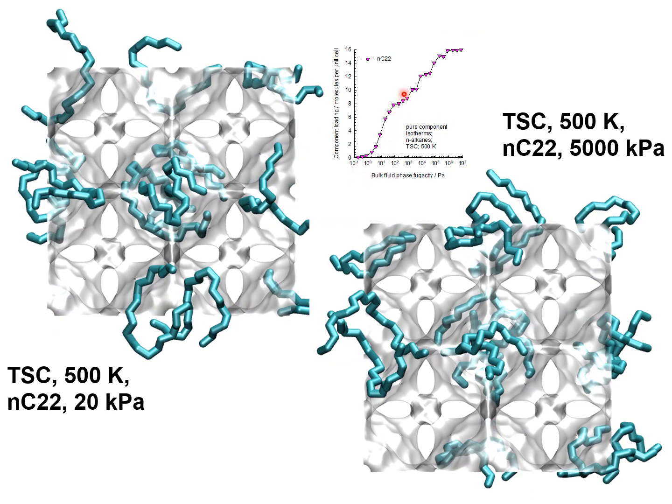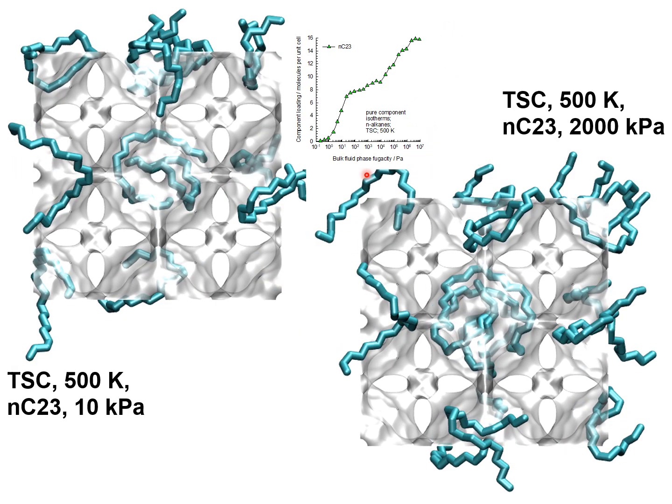The isotherm for NC22 in TSC zeolite is shown here. The saturation capacity is again 16 molecules of NC22 per unit cell of TSC zeolite. The conformations of NC22 are shown in these two snapshots. The unary isotherm for NC23 is shown here. The saturation capacity is again 16 molecules per unit cell of TSC zeolite.